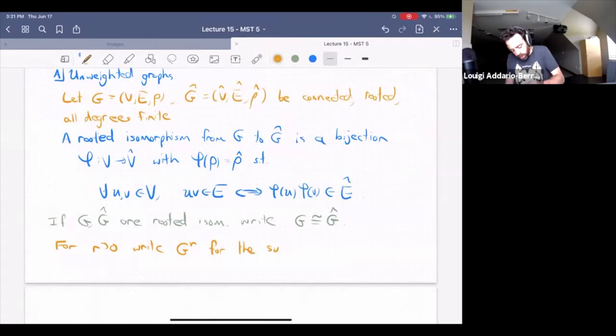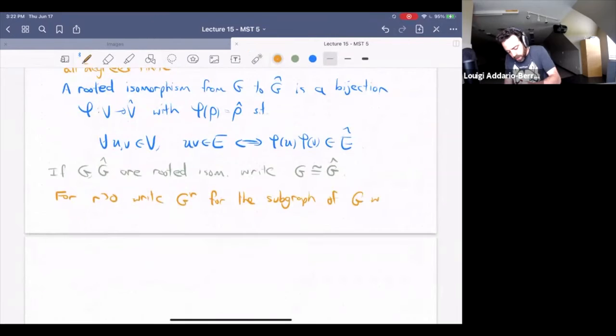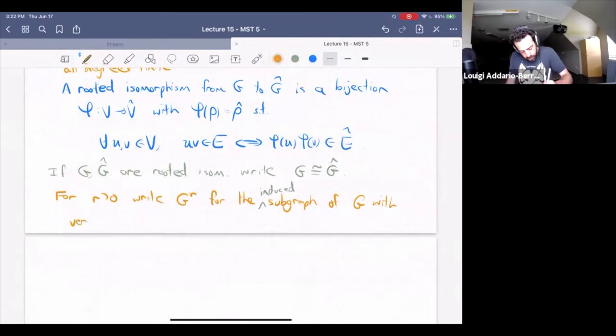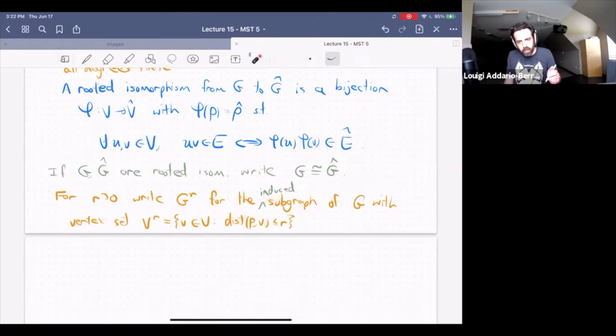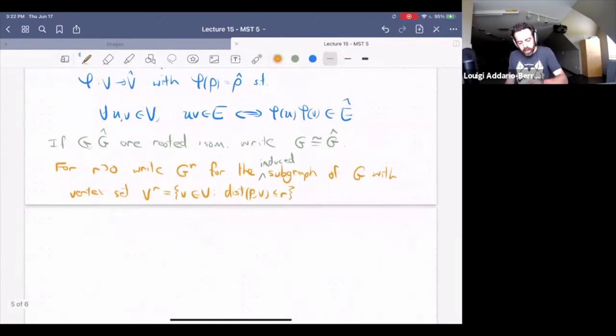Okay, so the subgraph of G, I should say the induced subgraph. The vertex set is VR, which is all of the vertices that have distance at most r from the root, and saying it's an induced subgraph means you keep all edges of E that connect vertices in VR. Okay, and now with this notion I can define a distance.